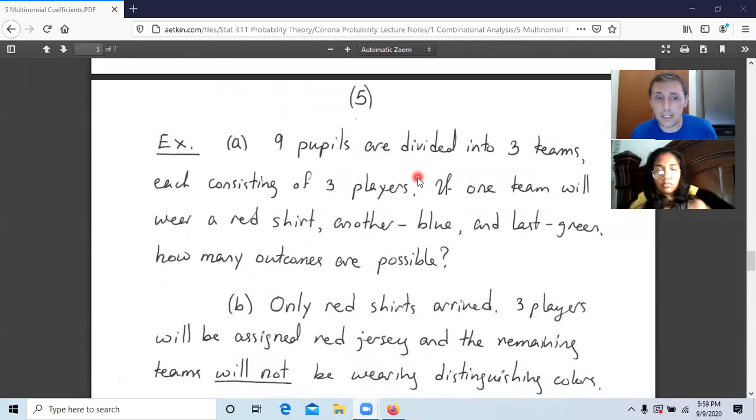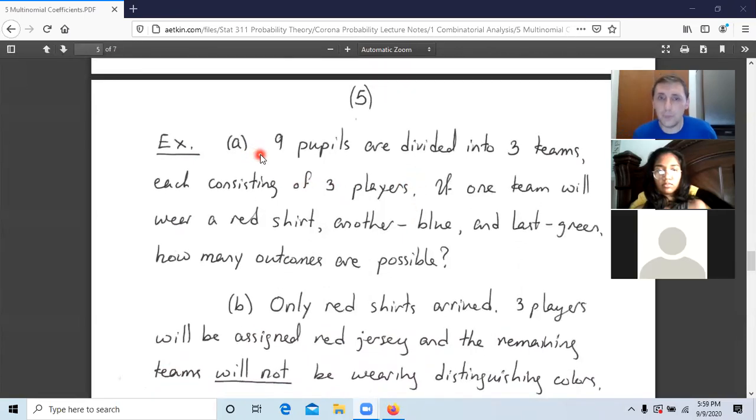Are you ready, guys? So A, we have 9 pupils. They are to be divided into 3 teams, each consisting of 3 players. One team has to wear a red shirt, the other team has to wear a blue shirt, and the last team has to wear a green shirt. The question is, how many team assignments are possible? Go ahead and try to calculate it, guys. How many team assignments? 9 pupils, 3, 3, and 3.